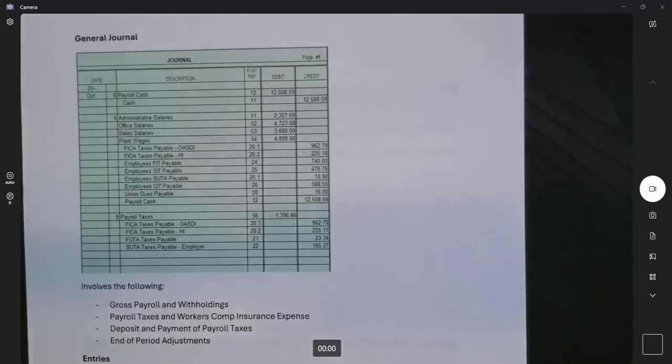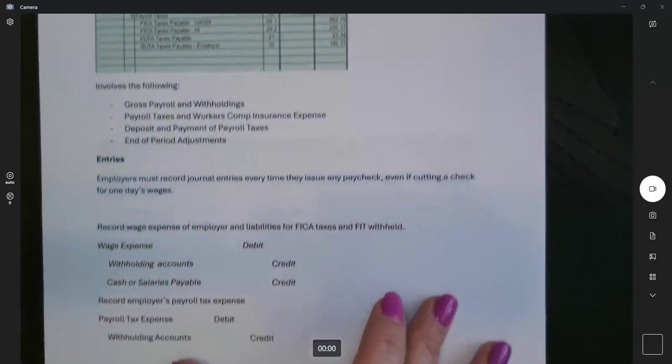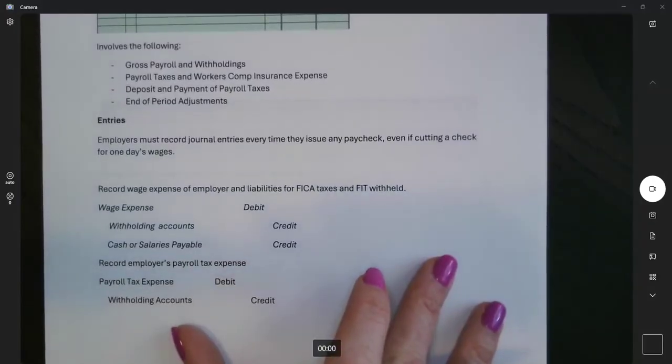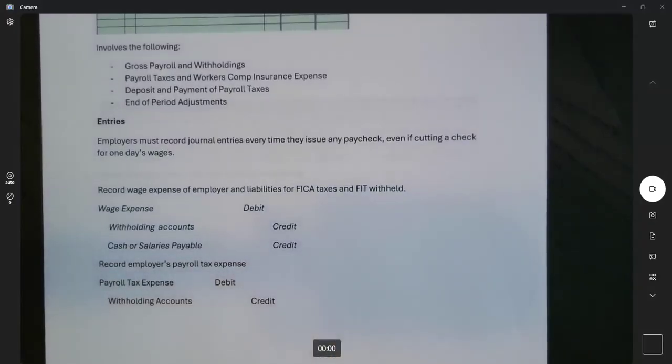Employers must record journal entries every time they issue any paycheck, even if they're cutting a check for one day's wages. We would record a wage expense of the employer and the liabilities for FICA taxes and federal income tax withheld.